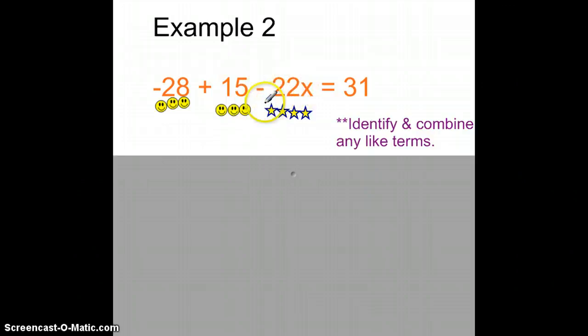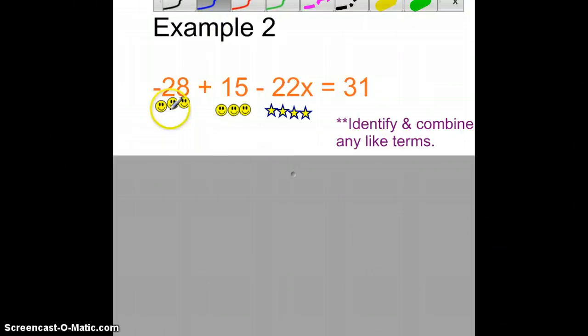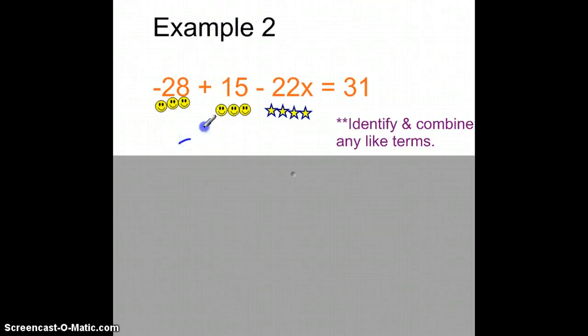We're working on this variable side first. We're not worried about this side over here because it's all about getting the variable alone. Negative 28 and positive 15, those are both constant numbers. Their values don't change, they don't vary like the variable. So these are considered like terms, and we can combine these. Negative 28 plus 15 is going to be negative 13. Bring down our negative 22x because there are no other terms to combine it with. And we bring down our equal sign, our 31.